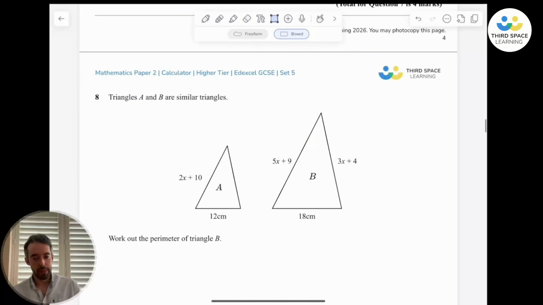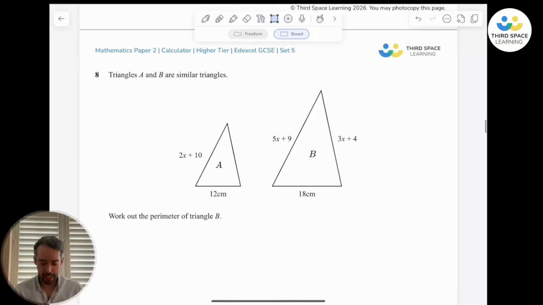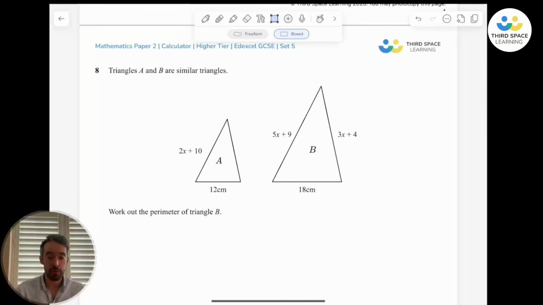Right, question number 8. So we've got 2 similar triangles here. So that means that one is an enlargement of the other one. And we want to work out the perimeter of triangle B. Okay, well, we've got the 3 sides, but we don't know what x is. So we're going to have to work out x in order to work out the numerical value for the perimeter. So let's do that. We know they're similar, and we've got 2 corresponding sides here, 18 and 12. So we can work out the scale factor for the length.